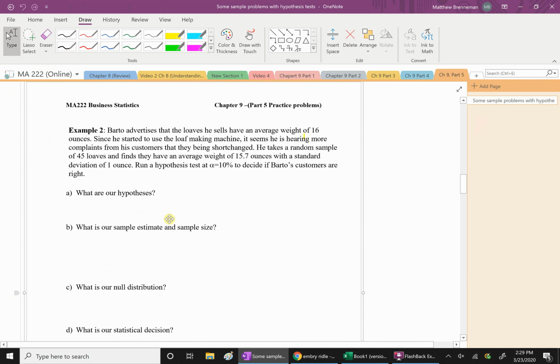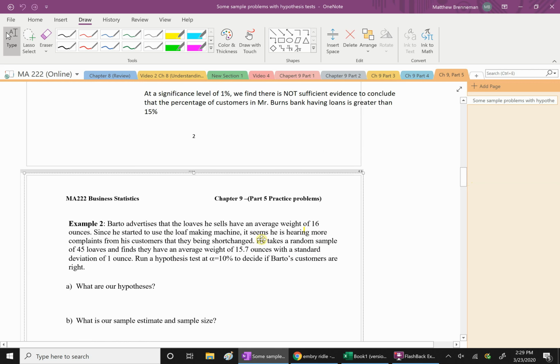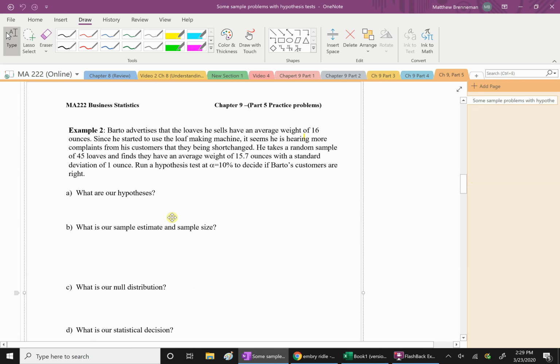So our two hypotheses. We look at this and we realize that this is a manufacturer's claim. Bardo's advertising loaves of bread and he's making a claim about the average weight. Whenever we have a manufacturer's claim, the null is always the manufacturer's claim, and the alternative is always the claim against the manufacturer. So the null is the manufacturer's claim. And here, mu, the average weight of the loaves of bread, is 16 ounces.